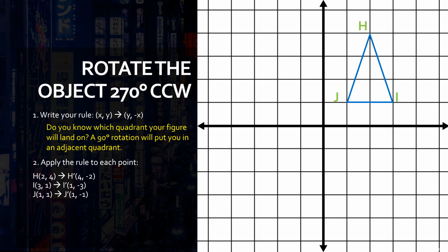Again, we want to apply the rule to each point. So I list out my coordinates h, i, and j, and then I simply apply the rule. The rule says we swap the coordinates and then change the sign of the second number, which is what I have here. So I swap the coordinates, and then I change the sign of the second number, and then I just simply plot my new image. And there you have it.